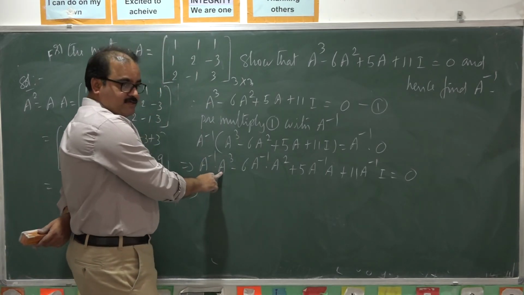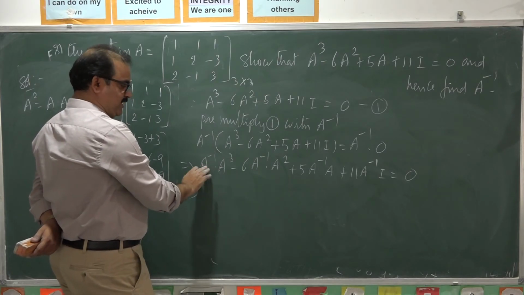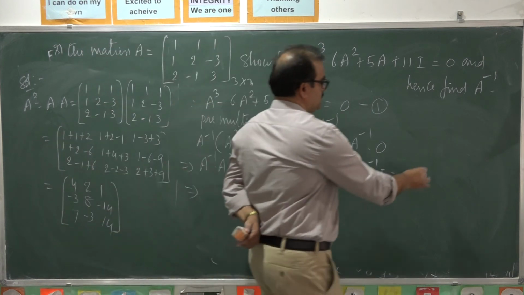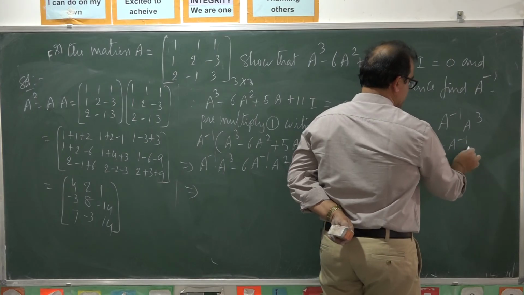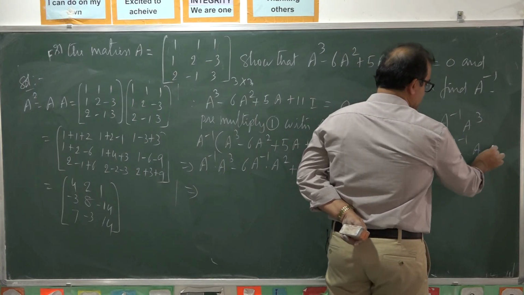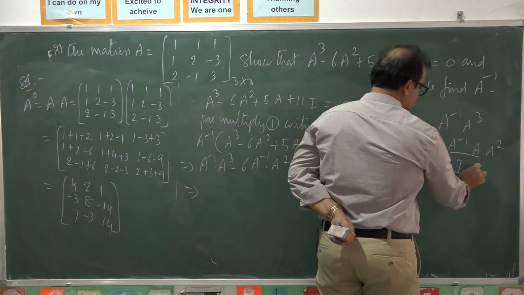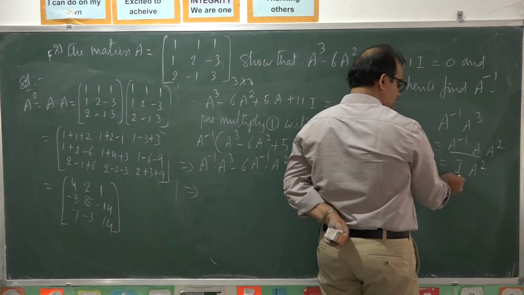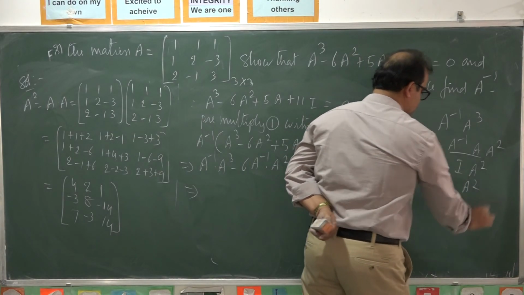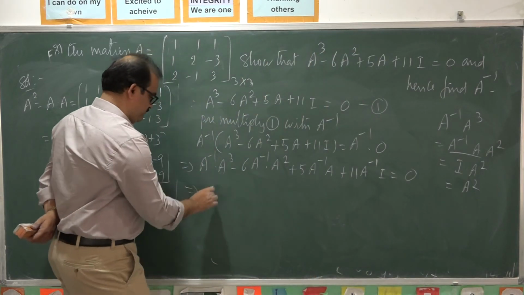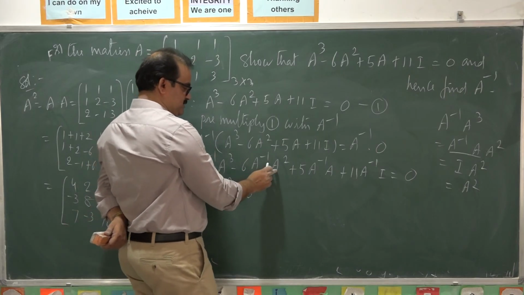Here A cube is written as A into A square. A inverse into A, that is I into A square, again you get A square. You see here, A inverse into A cube is taken as A into A square. But what is A inverse into A? I into A square. If you multiply the identity matrix with any matrix, you get the same matrix. So you get A square. So the first term value is A square minus 6 into A inverse into A square.